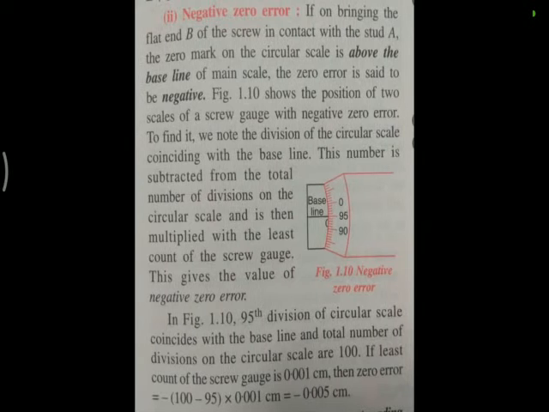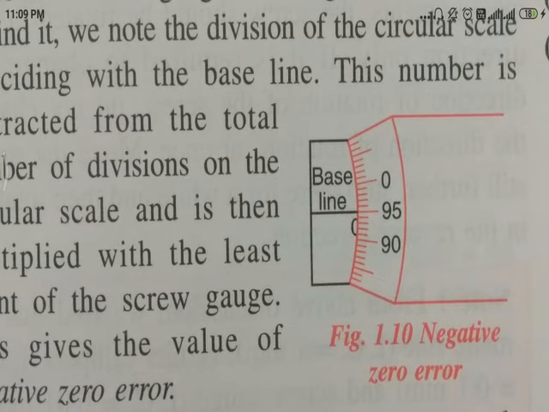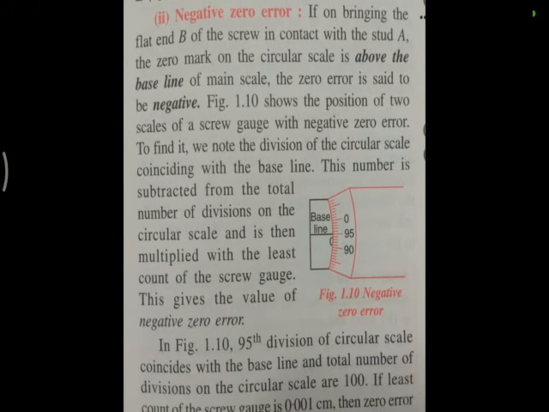Next is your negative zero error. If on bringing A and B in contact, the zero of the circular head is above the baseline. See, now over here 0 is above the baseline, right? So this is called your negative zero error. So negative zero error is what? If the zero of the circular head is above the baseline of the main scale, then the zero error is said to be negative zero error.